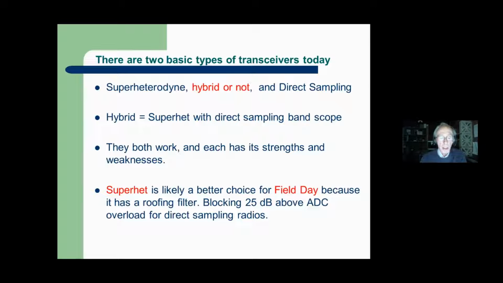a super hit can be 25 dB stronger than the overload point of the analog to digital converter, the ADC. Now, this is talking about signals that are S9 plus 60 plus. So if you've got an S9 plus 70 signal and you don't have any attenuation turned on, well, you can block a direct sampling radio. But how many times do we deal with S9 plus 70 or S9 plus 80? But of course, if you've got a neighbor down the street, that might be the case.